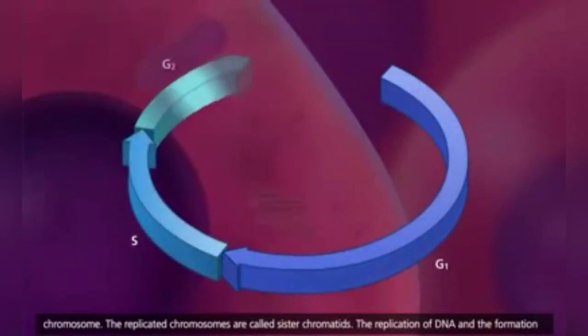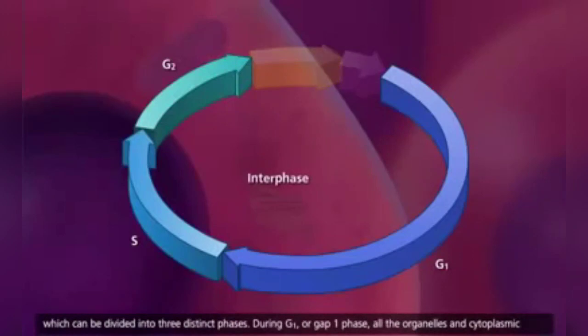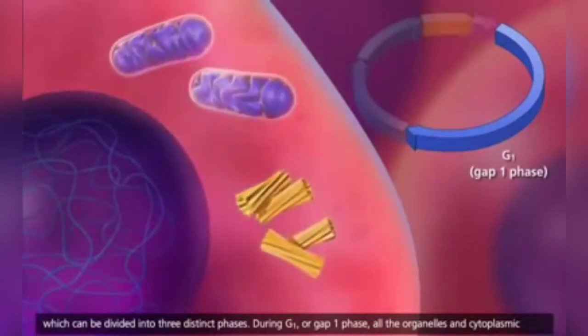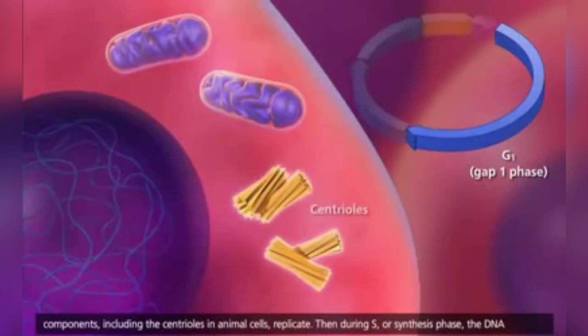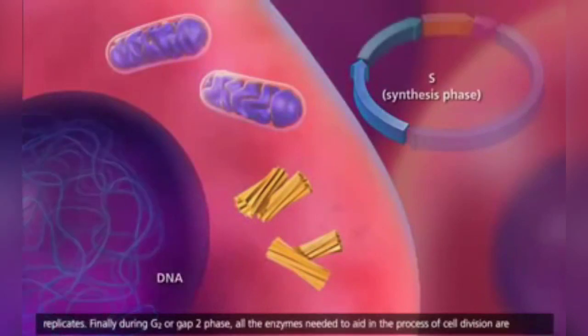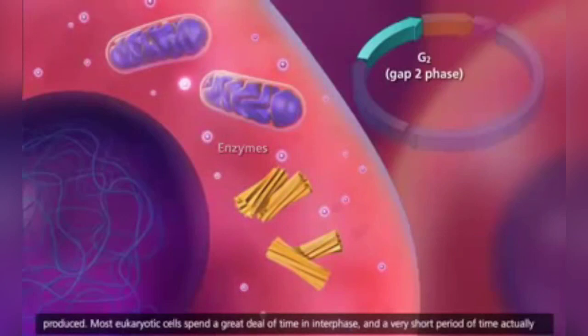The replication of DNA and the formation of sister chromatids is one part of the entire cell cycle. To prepare for cell division, the cell goes through interphase, which can be divided into 3 distinct phases. During G1 or gap 1 phase, all the organelles and cytoplasmic components, including the centrioles in animal cells, replicate. Then during S or synthesis phase, the DNA replicates. Finally, during G2 or gap 2 phase, all the enzymes needed to aid in the process of cell division are produced.